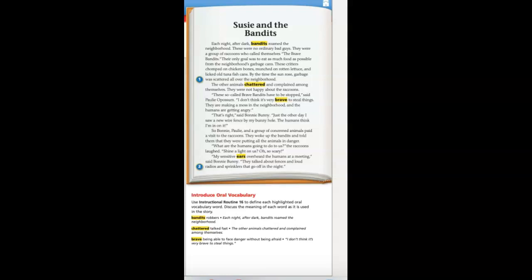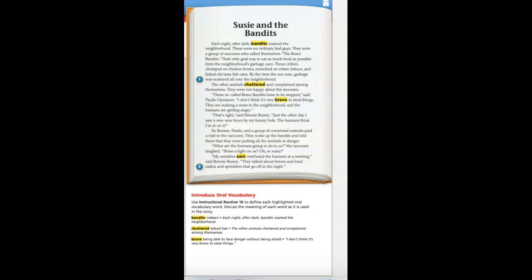The word chattered means talked fast. In our story, the word chattered was used when the other animals chattered and complained among themselves. So chattered means to talk fast or talked fast.